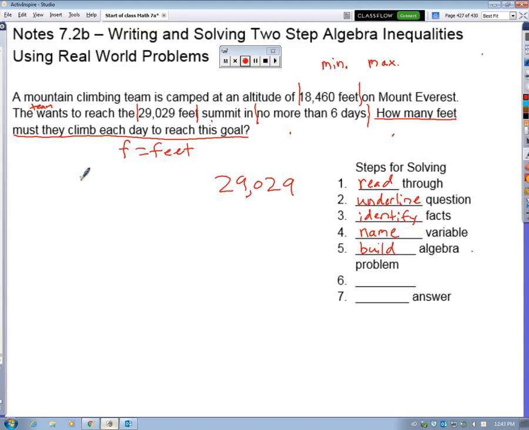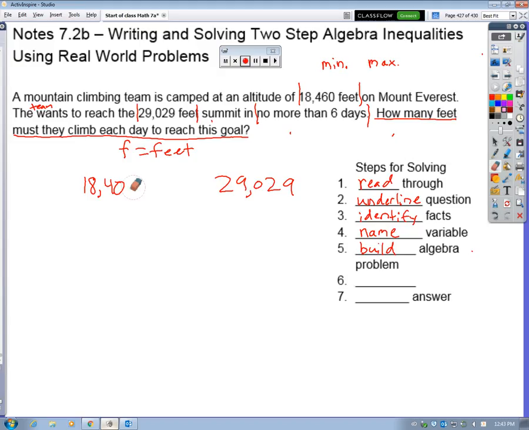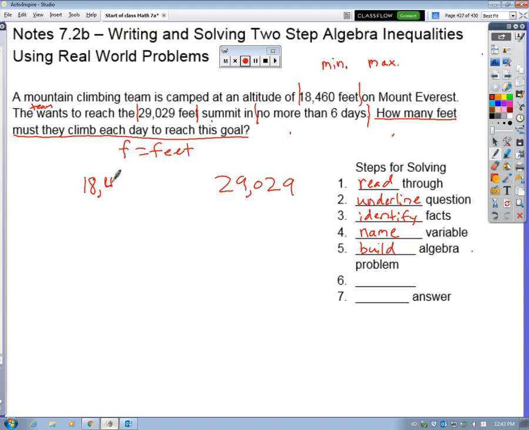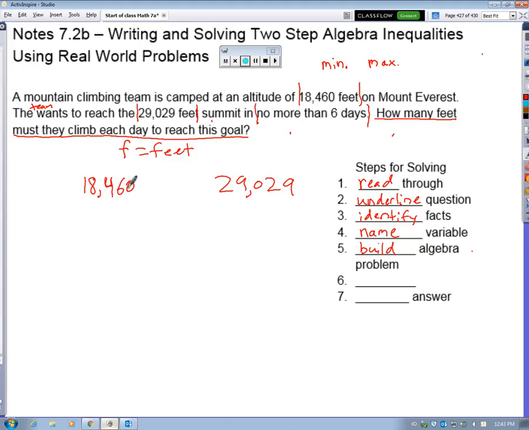So the math to get them to the top of Mount Everest is, we know that they are at 18,460 feet right now. Okay, and they're going to hike another 6 days. Okay, there's our 18,460 feet, and they're going to add 6 days of hiking, and each day they're going to climb a certain amount of feet, and that's what we're going to find out. So it's going to be 6 days times the number of feet is going to get us to the top of Mount Everest.